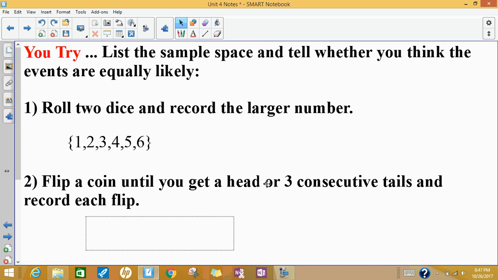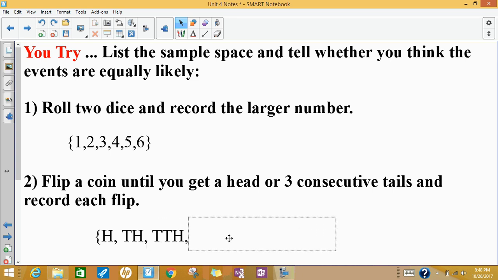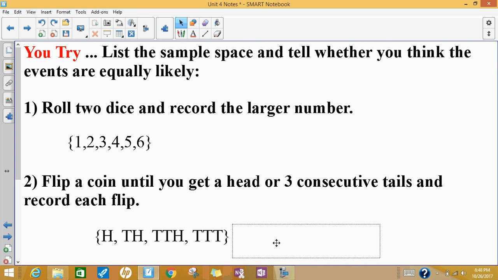If I flip a coin until I get a head or 3 consecutive tails, well, I could flip the coin once and get a head. I could flip the coin twice, get a tail, then a head. Flip the coin 3 times, get 2 tails and a head. Or I could flip it 3 times and get 3 tails consecutively. So again, these are not equally as likely to happen.